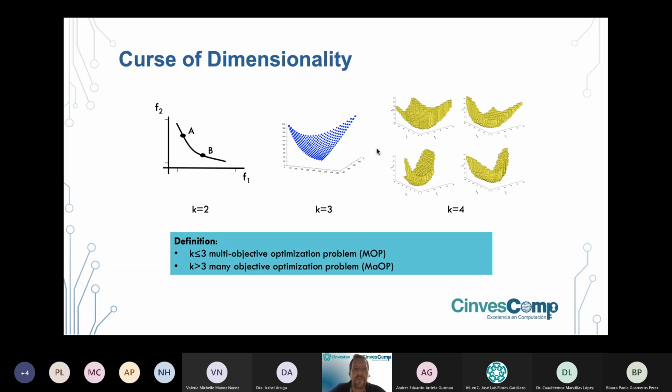Entonces aquí, por eso Curse of Dimensionality, vamos a separar los problemas en problemas con múltiples objetivos, si tenemos 2, 3 o 4 o 5 objetivos, o otro es el problema con muchos objetivos, porque necesitamos otros algoritmos para tratar estos problemas.